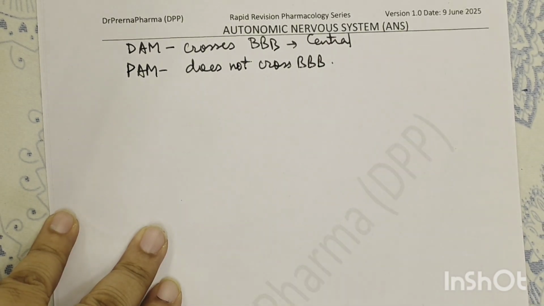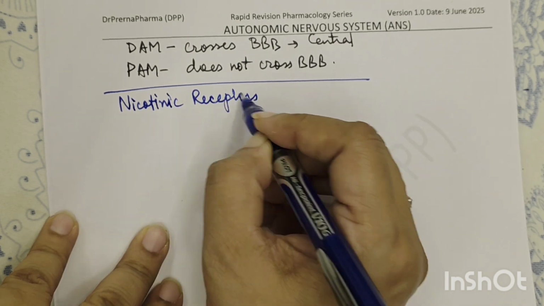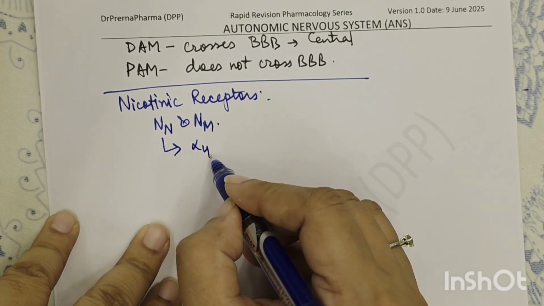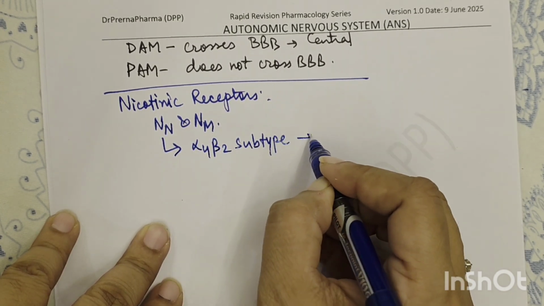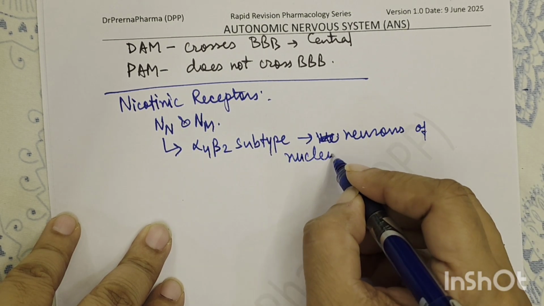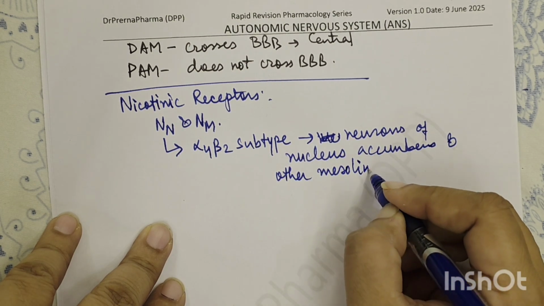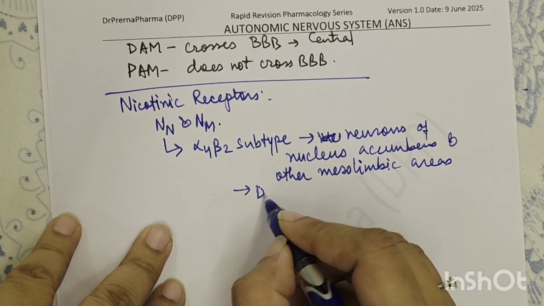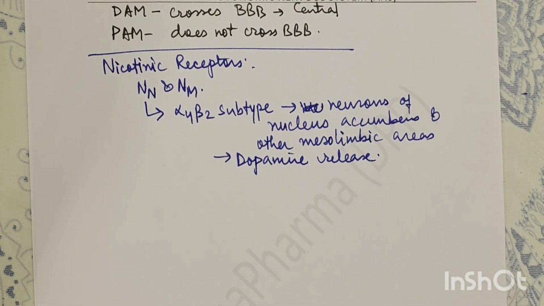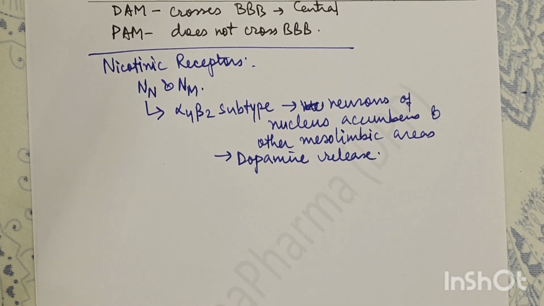Okay. Now then next we have nicotinic receptors. तो nicotinic receptors पर जो drugs act कर रही हैं, हम यहाँ पे बात कर रहे हैं NN and NM. NM की बात हम बाद में करेंगे. NN receptor पे जो इसका alpha 4 beta 2 subtype है, this basically is present in the neurons of nucleus accumbens and other mesolimbic areas, and they cause dopamine release. Okay, so nicotinic receptor का जो alpha 4 beta 2 subtype है, this is present in this area, and on stimulation it causes dopamine release, and this is the area responsible for the cigarette smoking addiction.